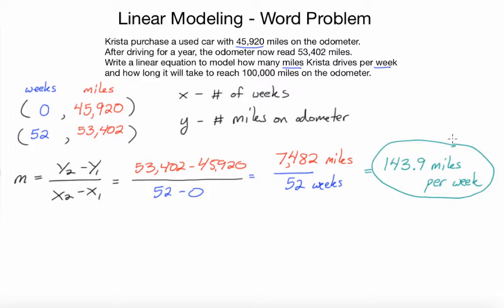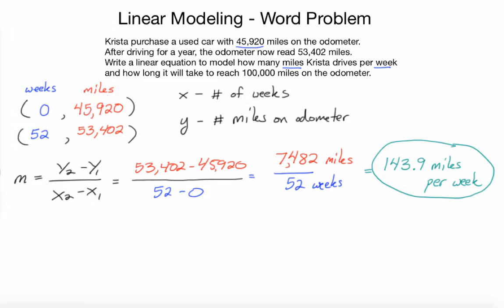Great start. We still want to get to a linear equation, and we want to think about, okay, how long will it take to reach 100,000 miles? All right, let's use point slope form. Let's actually think about my points here. So we have (0, 45,920) and then we have (52, 53,402).